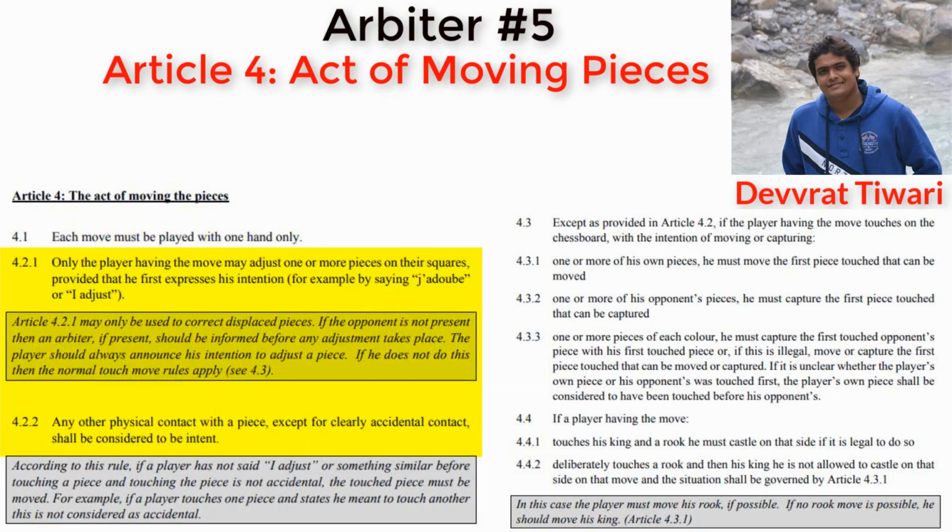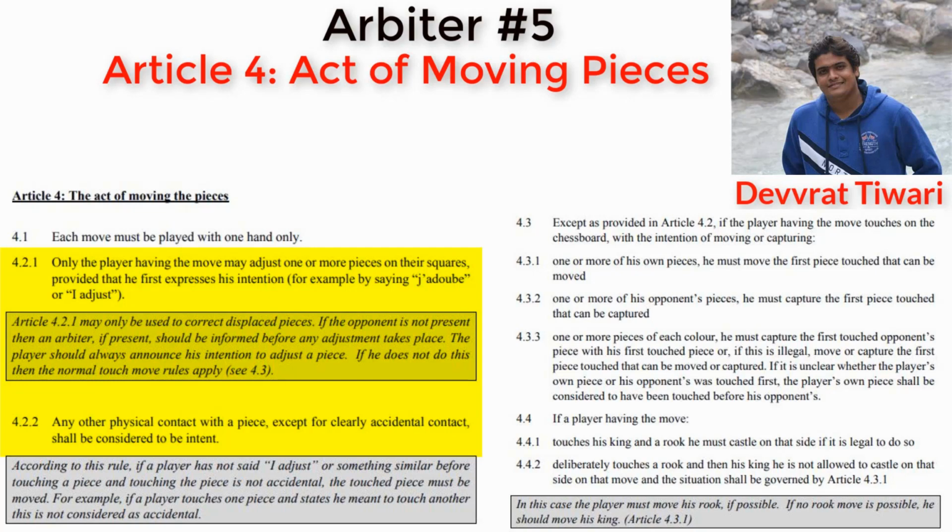Our next article is Article 4.2, that is the touch and move rule. It means that if you have touched a piece, then you must move it. Obviously, in case any piece is displaced or has fallen from its actual position, I need to put it back, right? But if I do it without saying anything, this would violate the touch and move rule, that is Article 4.2, and your opponent may ask you to play the move with that piece. So to handle this case, you need to take permission from your opponent by saying a small word, I adjust or j'adoube, before touching a particular piece.